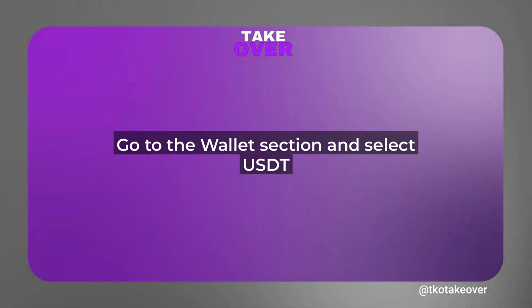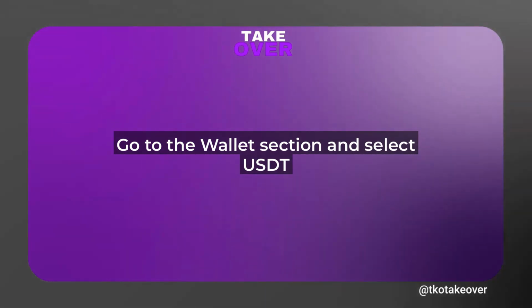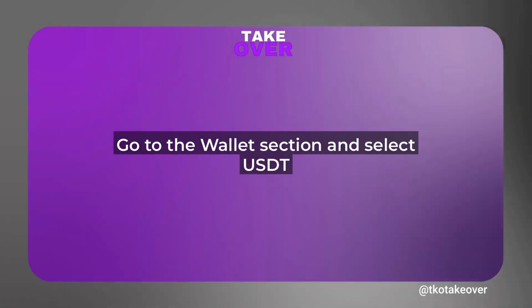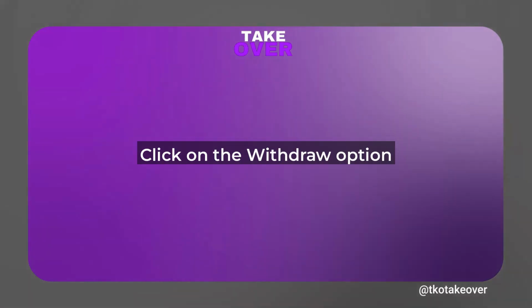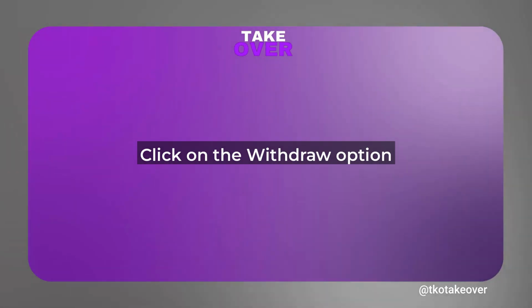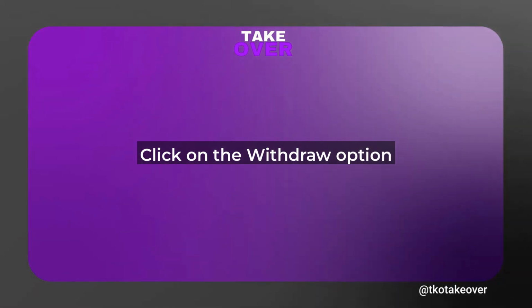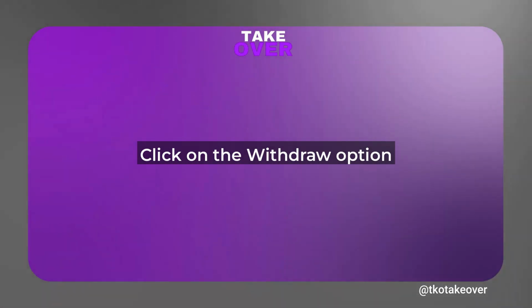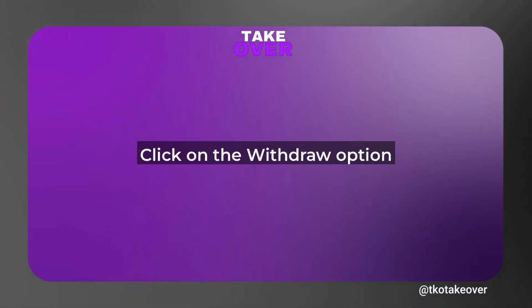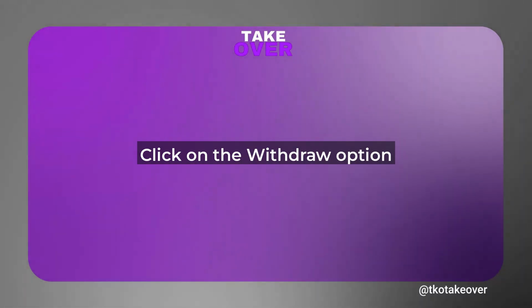Let's jump right in. Step 1. Log into your Binance account. Make sure you have two-factor authentication enabled for extra security. Once you're in, head over to the Wallet section and select Spot Wallet or Funding Wallet, where your USDT is stored. Next, find USDT in your wallet and click on it.